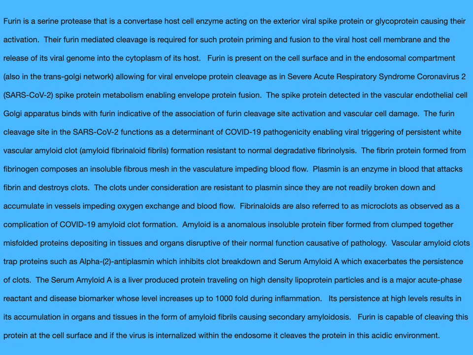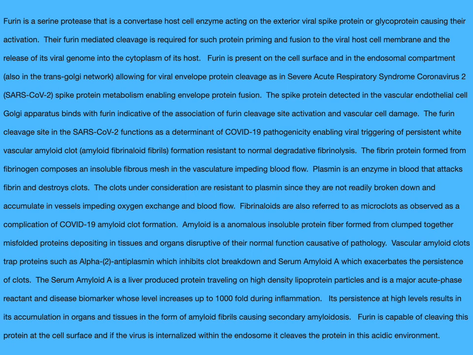The furin cleavage site in the SARS-CoV-2 functions as a determinant of COVID-19 pathogenicity, enabling viral triggering of persistent white vascular amyloid clot formation resistant to normal degradative fibrinolysis. The fibrin protein formed from fibrinogen composes an insoluble fibrous mesh in the vasculature, impeding blood flow.